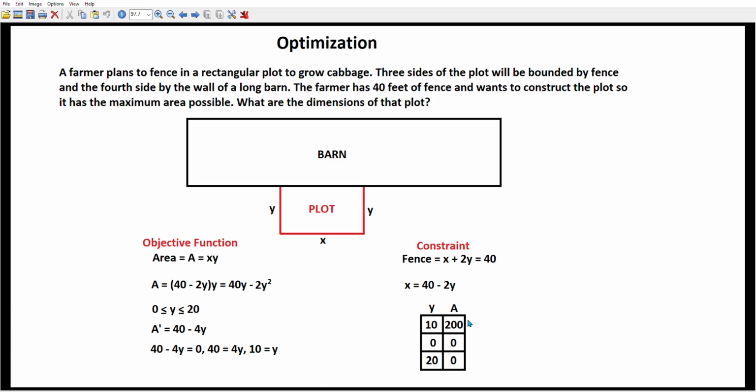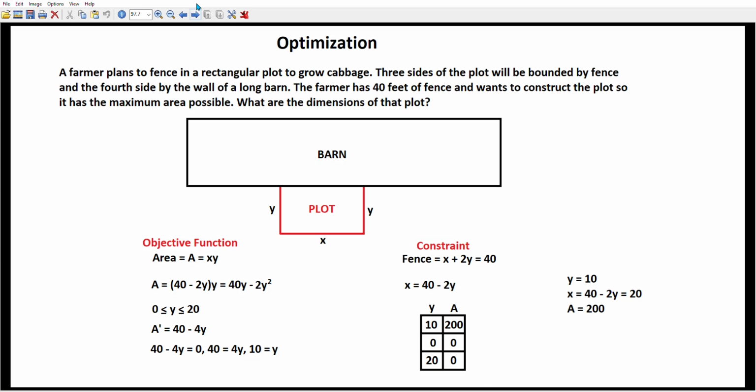So very clearly, A equals 200 is the maximum value for the area on that interval, and it happens when y is 10. And now what we do is, since y is 10, x was 40 minus 2y, so that's 40 minus 20, or 20, and the area is 200, so the dimensions of our plot are 20 by 10. This problem was fairly easy to do for a variety of reasons, and one of them was this was a continuous function on a closed interval, and we know how to maximize and minimize such functions.